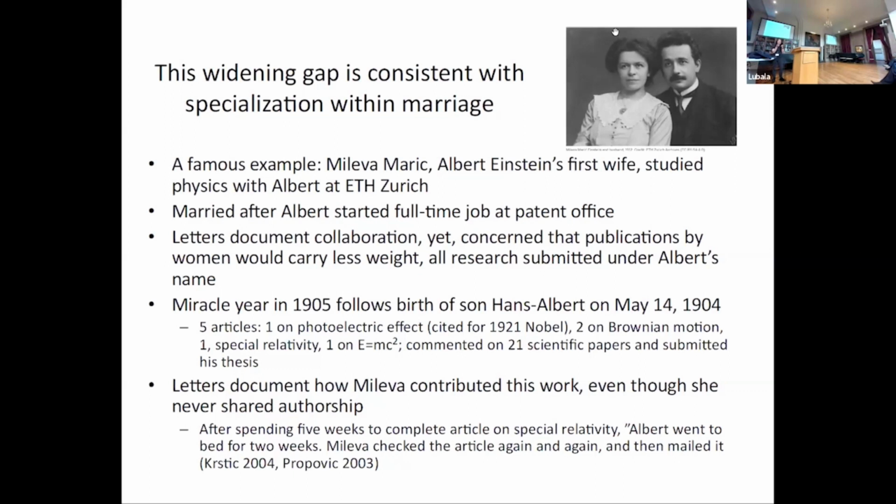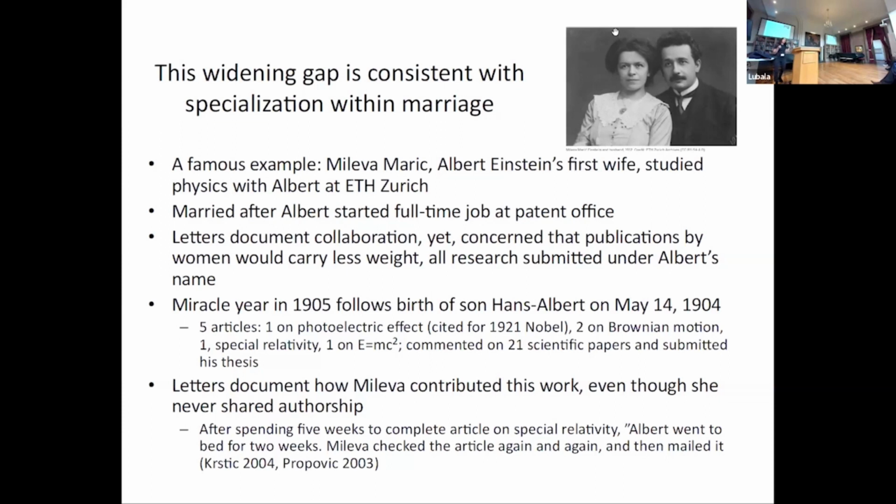In 1905, the year after they had their son Hans Albert, that's Albert's miracle year. So he has 5 articles, basically super productive. And he also comments on 21 scientific papers. So the letters document how Mileva supported this work, but she never put her name on it. They even have a patent where she's missing. When she was asked, why are you not putting your name on it? She said, oh, but we're one stone. We're Einstein. So I will get credit through him.